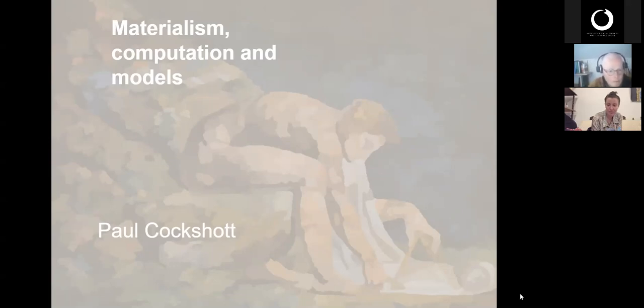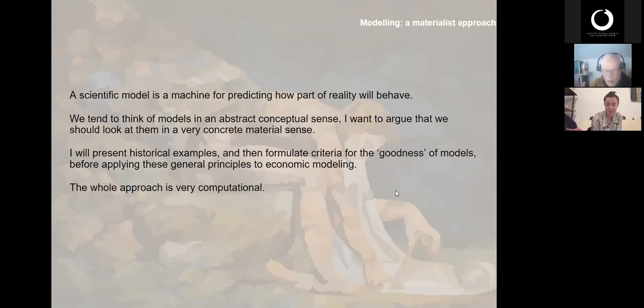So, okay, what is a scientific model? The normal way that people talk about that, they talk about it in rather conceptual terms, as if a model is a set of ideas. And I'm taking a rather different sense. I'm saying that a model is something physical. It's always one physical thing which represents another.